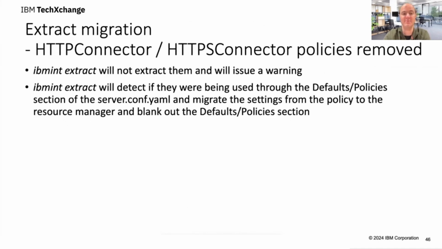Things like that. If you have those HTTP connector policies that I'm sure you're not using, extract components won't pull those out, but it will warn you that they're being used, and it will migrate the configuration from them into the server conf YAML, in the correct place, so things will come across working as before.